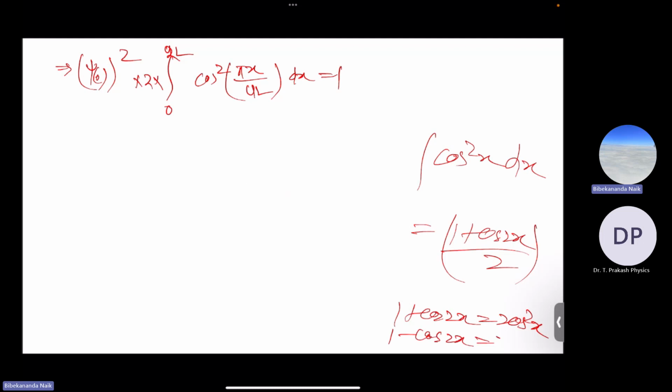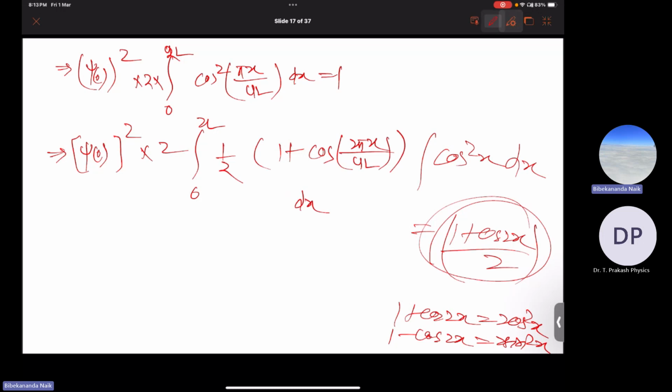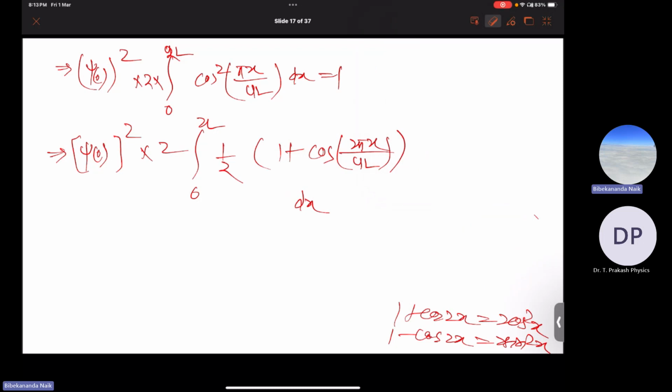1 minus cos 2x is 2 sin square x. Is not it? So we will use this formula. If you convert, it will be sin square psi 0 square into 2, integral 0 to 2l, half of 1 plus cos 2 pi x by 4l dx. Is this clear to you? Yes, yes.